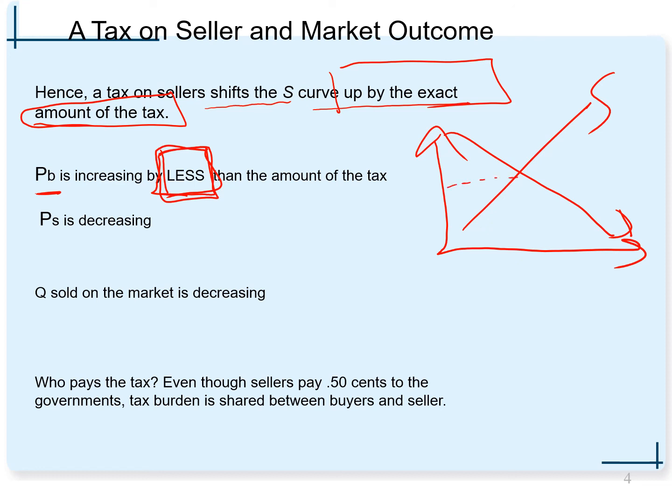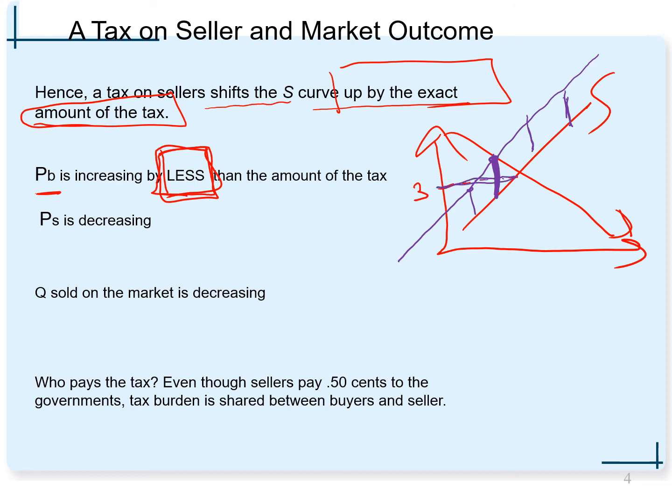so that was our price of $3. When we decrease our supply curve by 50 cents, does it mean that the price that the buyers are paying right now is going to increase by 50 cents? And the answer is no. Just think about it. This is 50 cents, okay? Just look at this line that was the initial equilibrium.